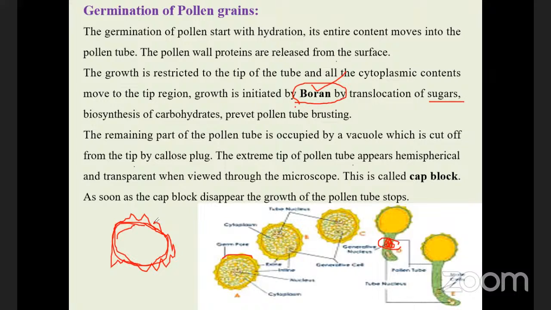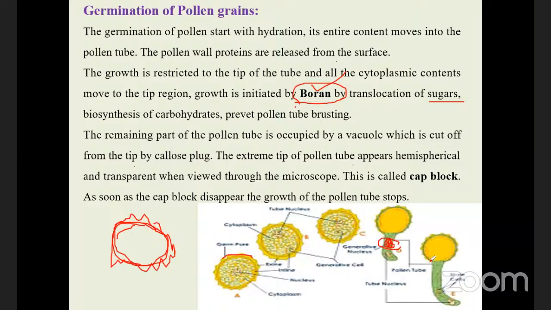Okay, you see the pollen. What happens here is the pollen microspore mother cell divides into two. What are those two? Generative cell and tube cell. The generative cell again divides into two male gametes. The other one is the tube cell. So the tube nucleus and two male gametes: these are the three nuclear stage.